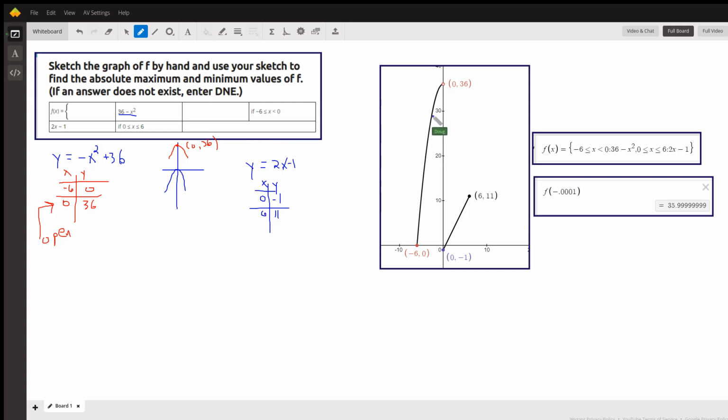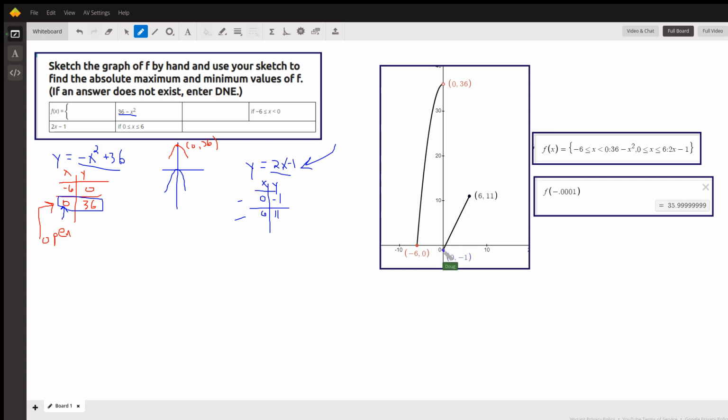But we're only using the parabola from negative 6 to 0. And so if you make up a little table to plot those points, this point right here, 0, 36, is going to have an open circle because 0 is really not in the domain for this rule. It's in the domain for this rule. And the endpoints that were used for this rule are 0 and 6.